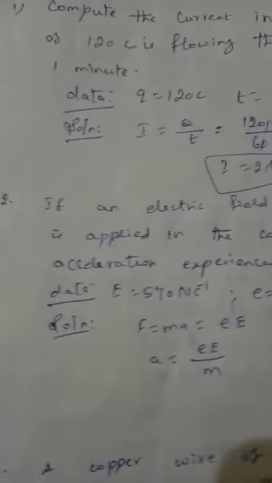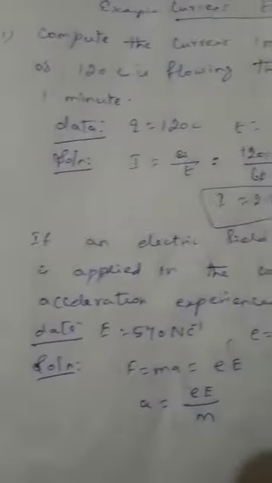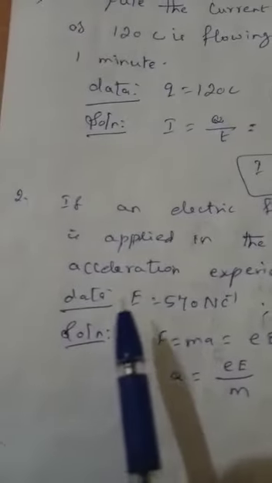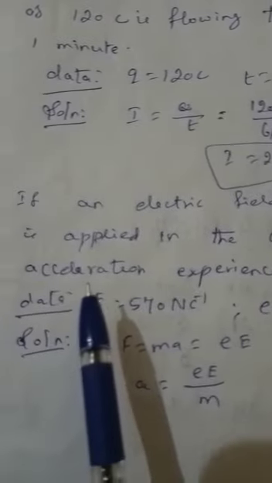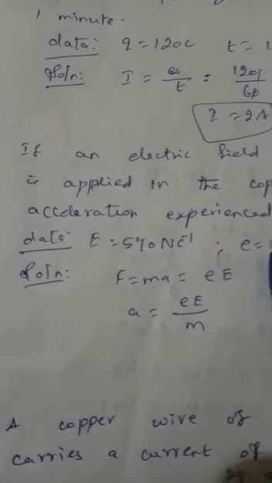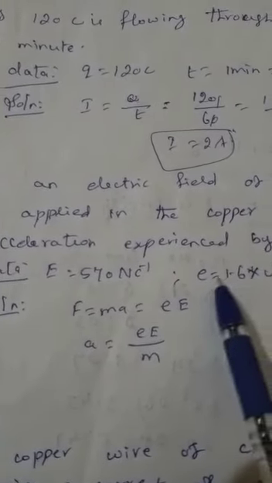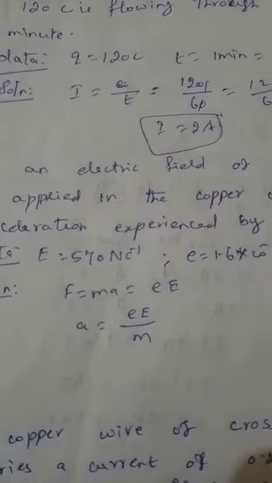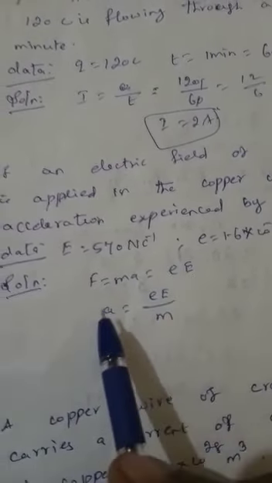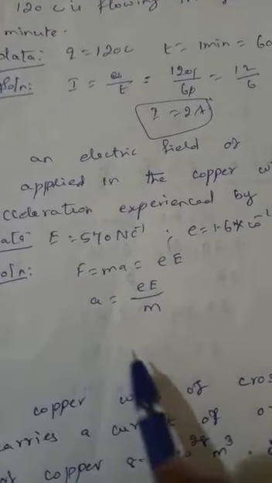Second one, if an electric field of magnitude 570 Newton per coulomb is applied in the copper wire, find the acceleration experienced by the electron. They have given the electric field E. We know the small e and m values. They are asking for a. We know the formula F is equal to ma, that is equal to eE. From this, acceleration a is equal to eE by m.